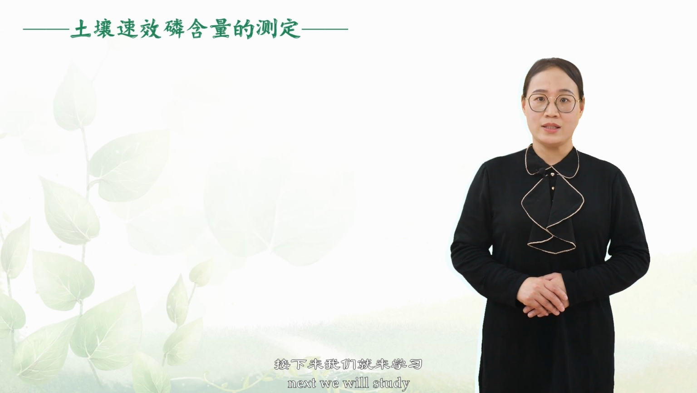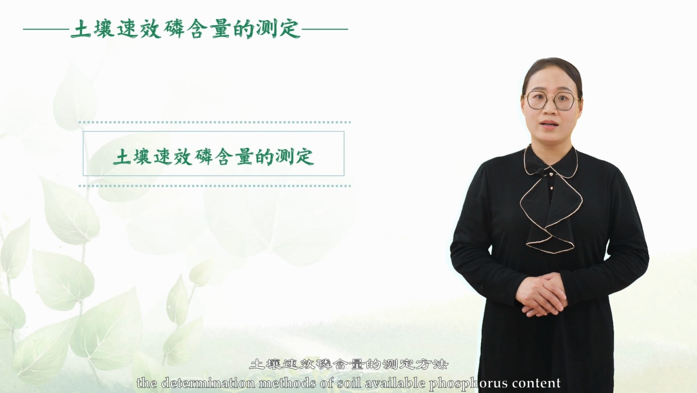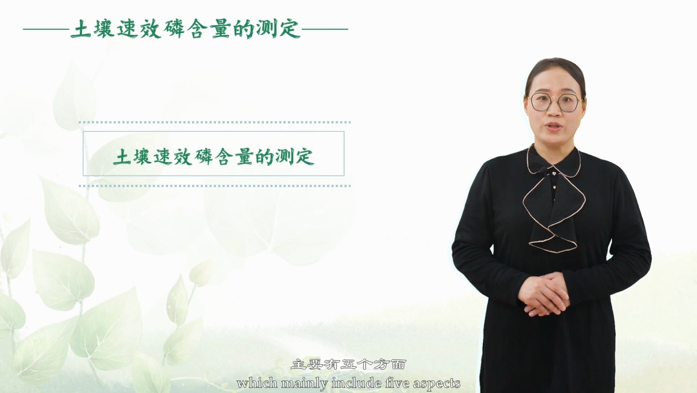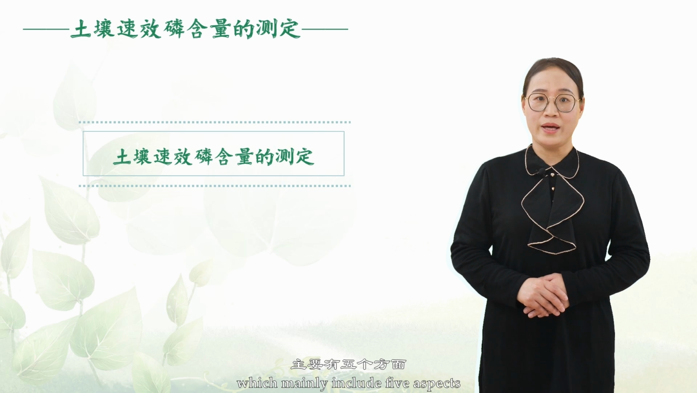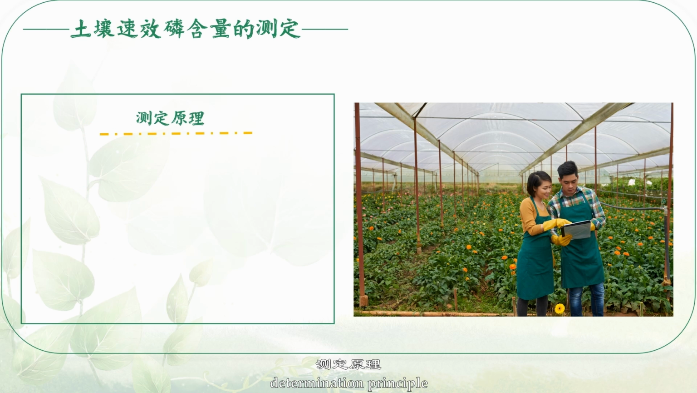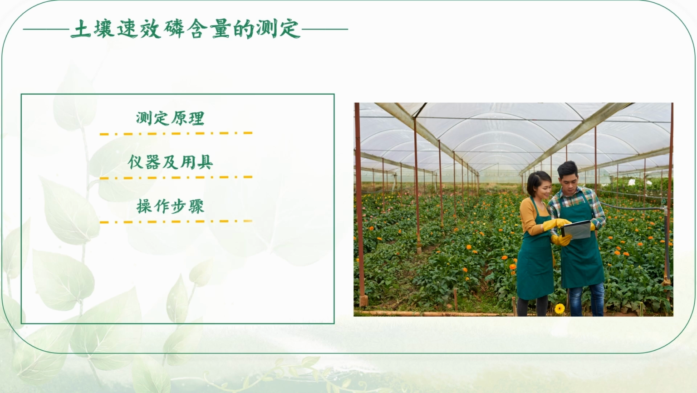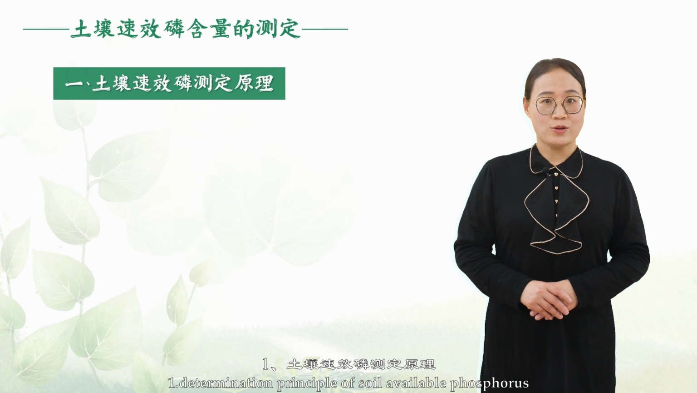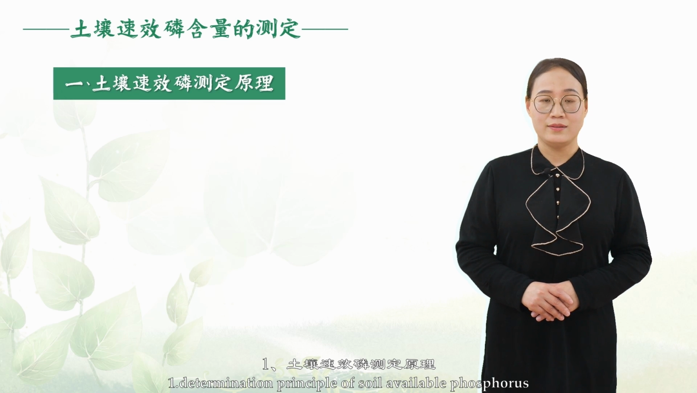Next, we will study the determination methods of soil available phosphorus content, which mainly includes 5 aspects: determination principle, instruments and appliances, operating procedure, result analysis, summing up, and thinking. 1. Determination principle of soil available phosphorus.